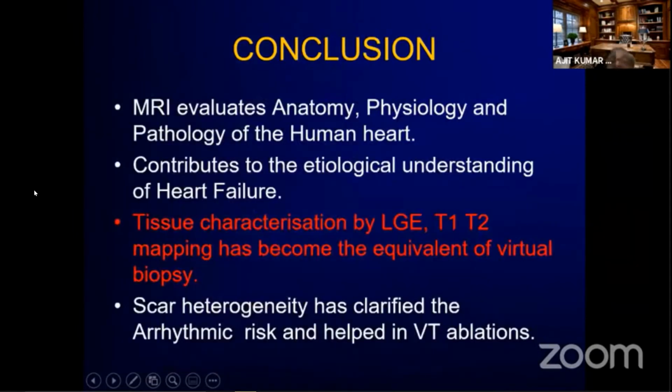So in conclusion, MRI evaluates the anatomy, physiology, and the pathology of the human heart. It contributes to the etiological understanding of heart failure. The tissue characterization can be done by late gadolinium enhancement with T1 and T2 mapping. Now, this has become the equivalent of a virtual biopsy. Scar heterogeneity, which I have not discussed in detail, but the quantum and the heterogeneity has clarified the total arrhythmic risk and has definitely helped in VT ablations as well as in planning the need for an ICD.